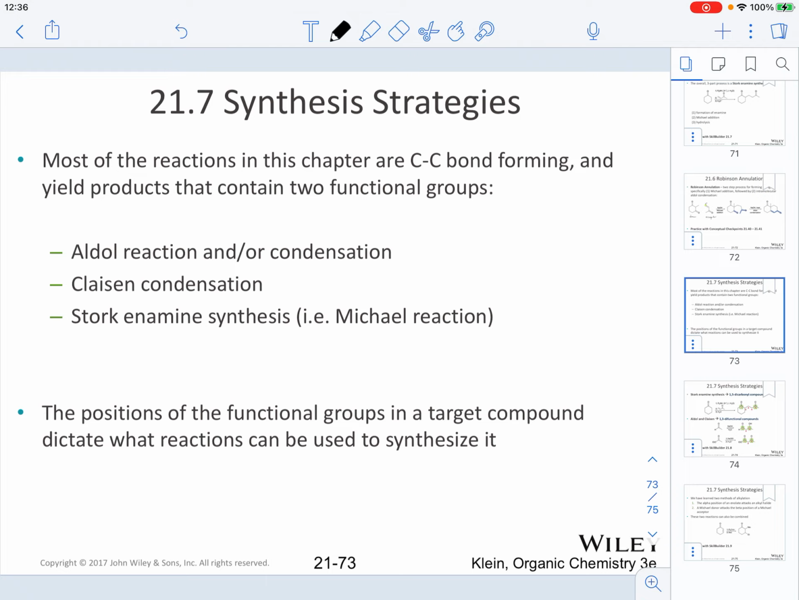So understand that in this chapter, most of the reactions are carbon-carbon forming reactions, okay? And they also yield products that contain at least 2 functional groups. We talked about aldol reactions and aldol condensations, Claisen condensations, and Stork enamine synthesis, okay? Which is part of the Michael reactions. So understand that the positions of the functional groups in the target compounds are going to dictate the reactions that can be used to synthesize them. So the reactions in this chapter are mainly for synthetic strategies.